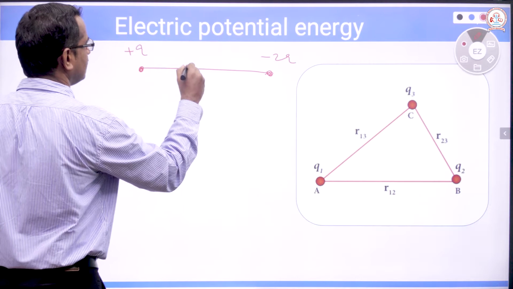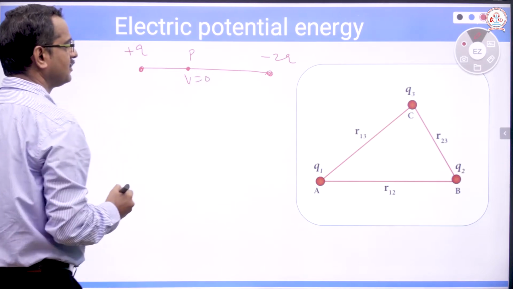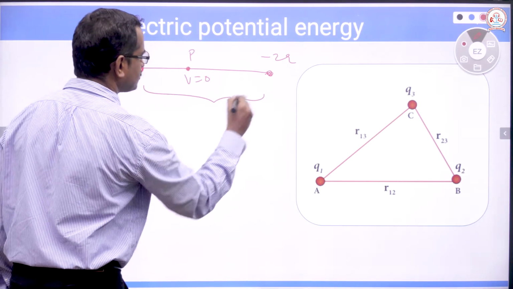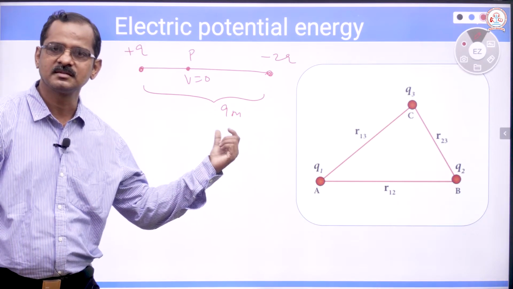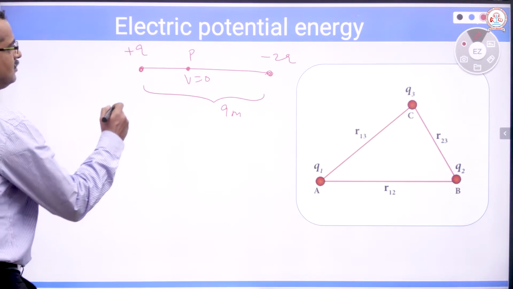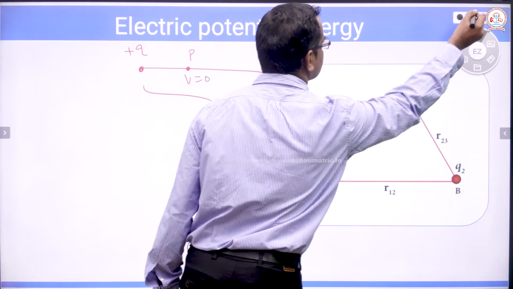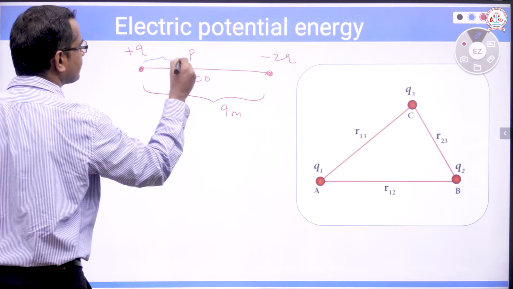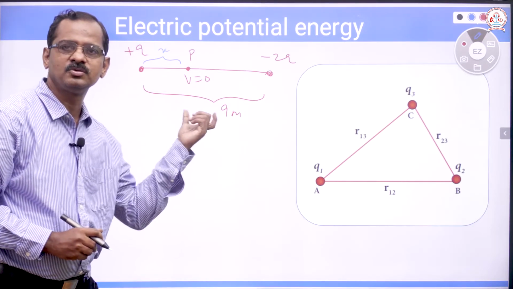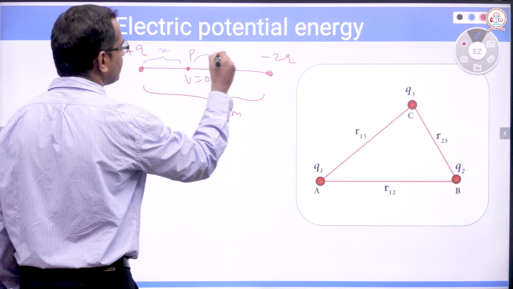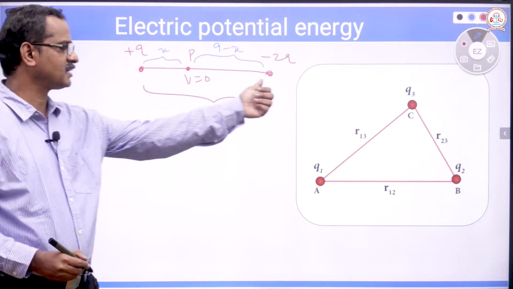Now let us imagine a point somewhere here, P, where the electric potential V is equal to 0. It is also given in the question that the distance between these two charges is 9 meter. Imagine that the point P is at a distance x from plus Q. The total distance between the two charges is 9 meter, so the distance from P to the other charge will be 9 minus x.